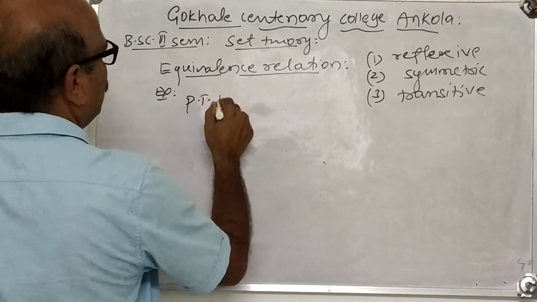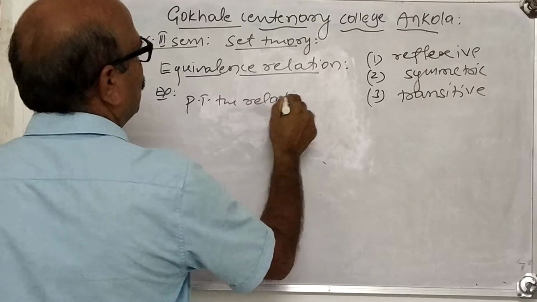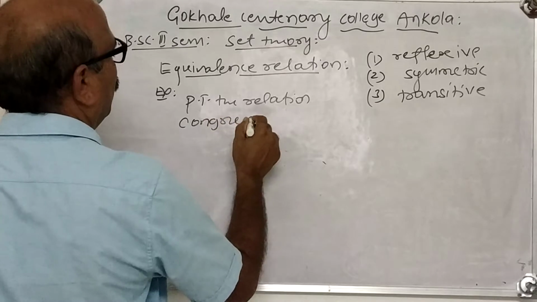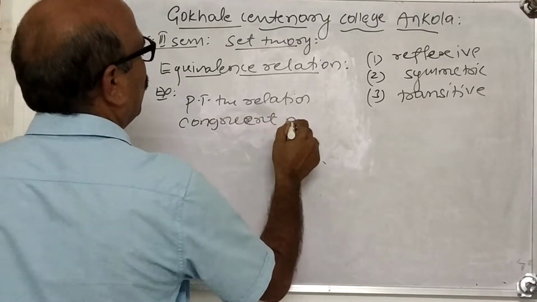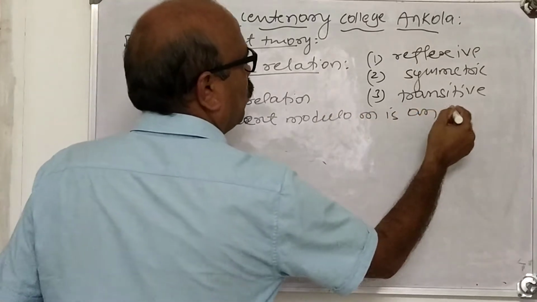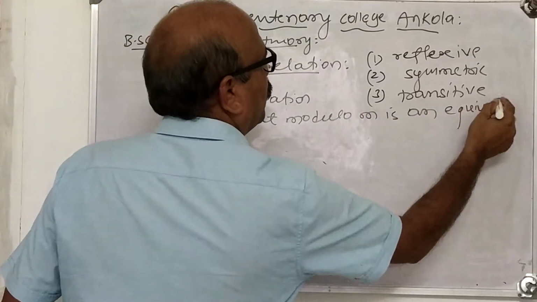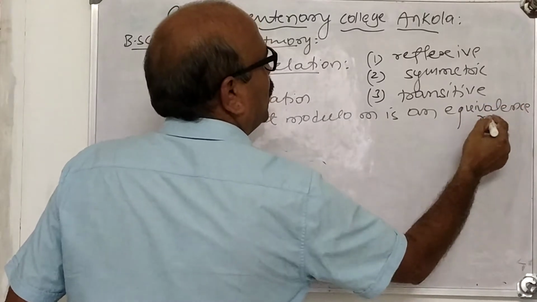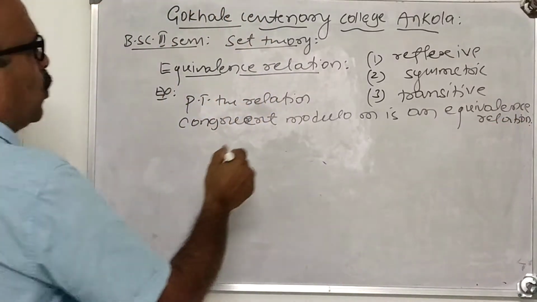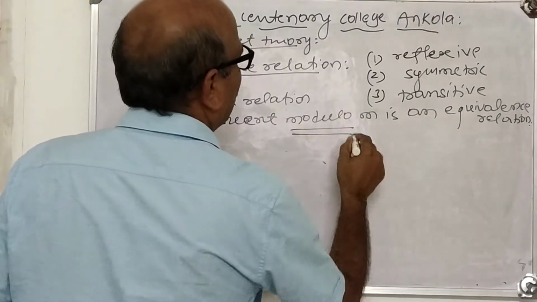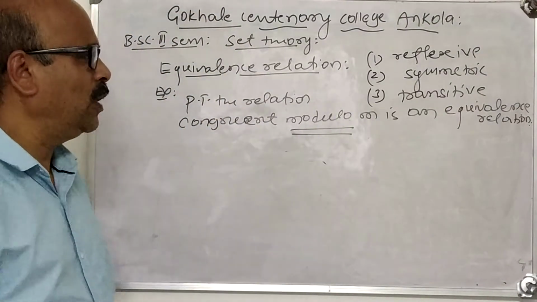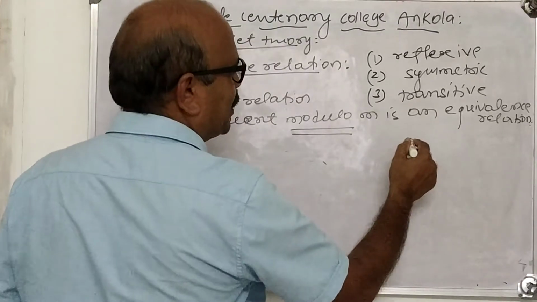Prove that the relation congruent modulo m is an equivalence relation. Congruent modulo m is a concept in number theory. In the next topic we will come across congruent modulo m in detail. Congruent modulo m is defined like this.